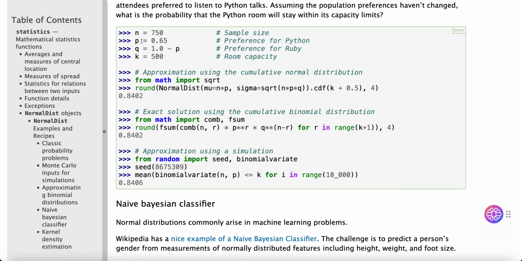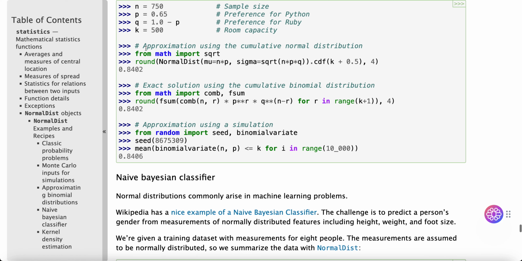n = 750, p = 0.65, q = 1 - p, k = 500. Approximation using the cumulative normal distribution. From math, import sqrt. From statistics, NormalDist, mu = n*p, sigma = sqrt(n*p*q), .cdf(k + 0.5). This is the exact solution using the cumulative binomial distribution.